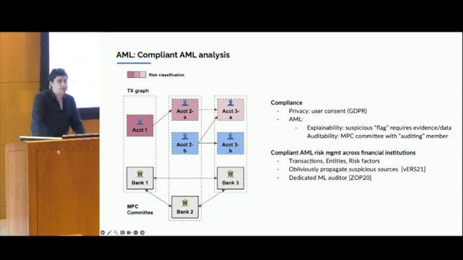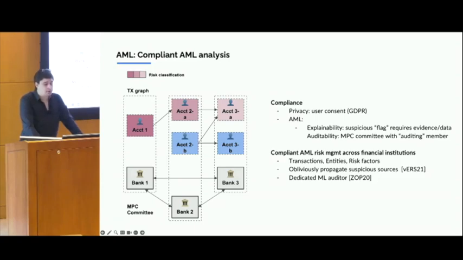In the first compliance analysis for AML case, we consider the fact that we have multiple accounts in multiple different financial institutions, each of them with an associated risk score or any sort of parameters that might determine the risk of an account being involved in money laundering.